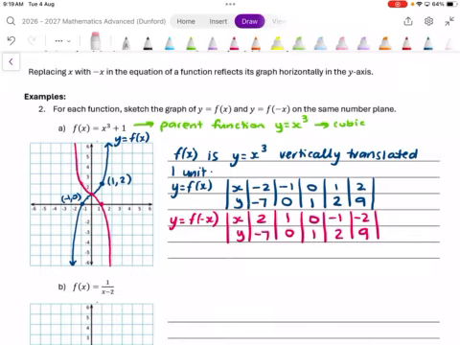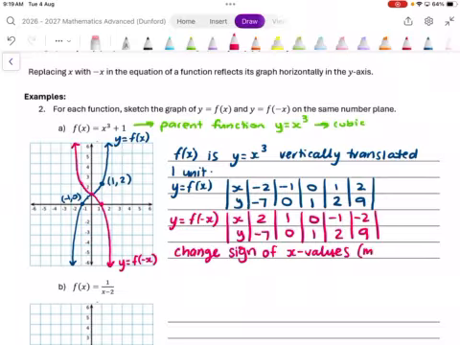Okay, and that is our reflection in the y-axis. So we change the sign of our x values, which means we multiply the x values by -1. Okay, does that make sense? Does anyone have any questions about that? No?